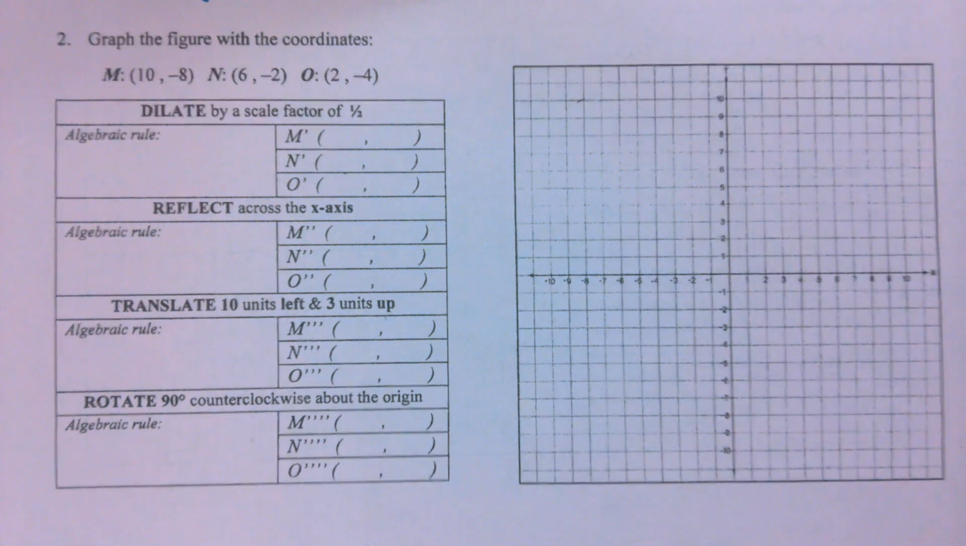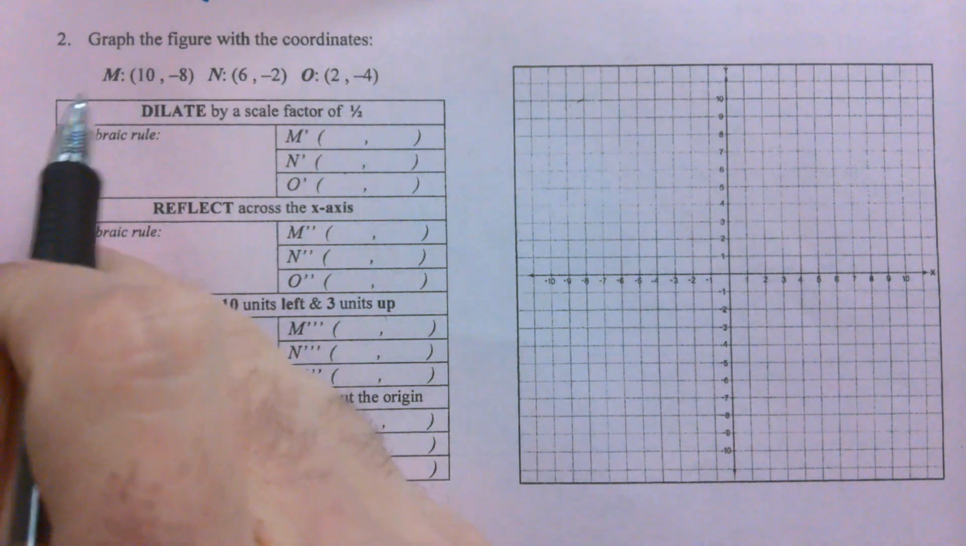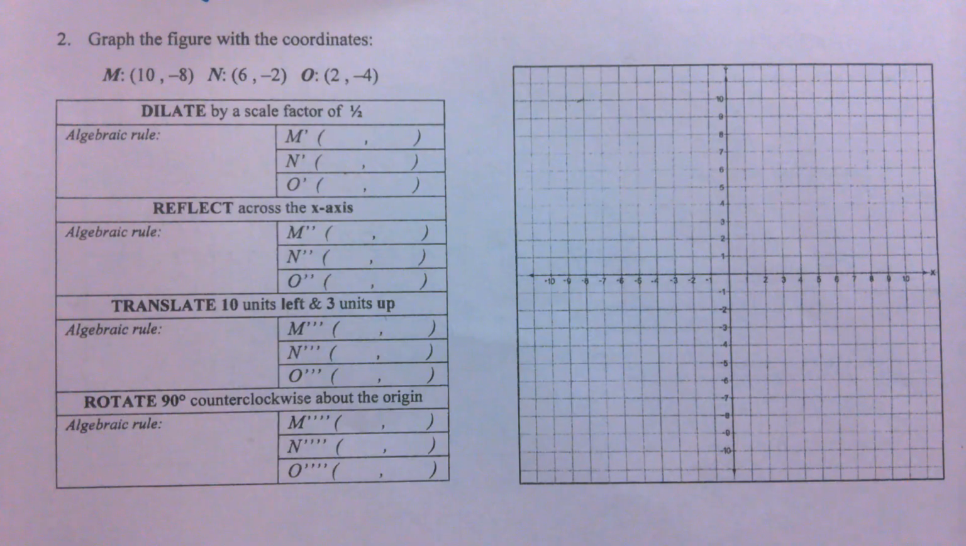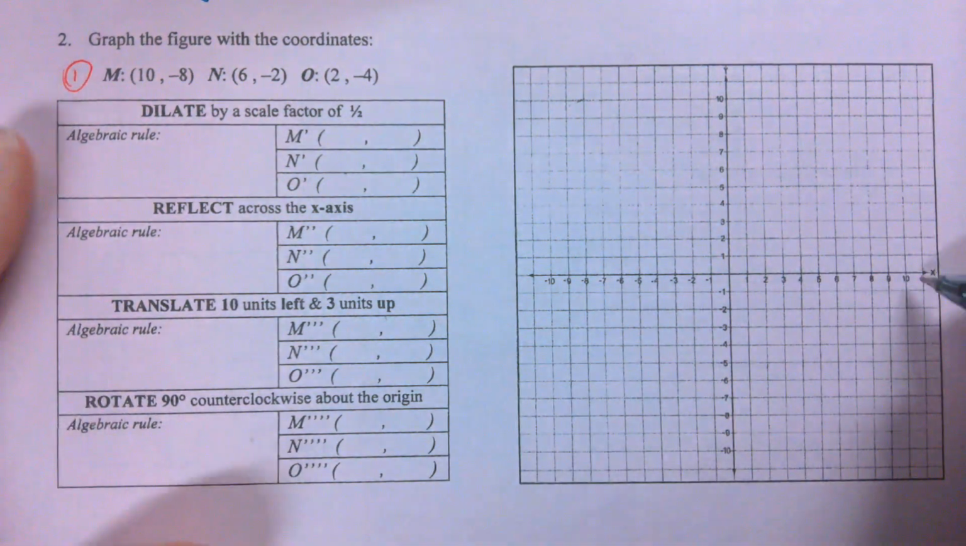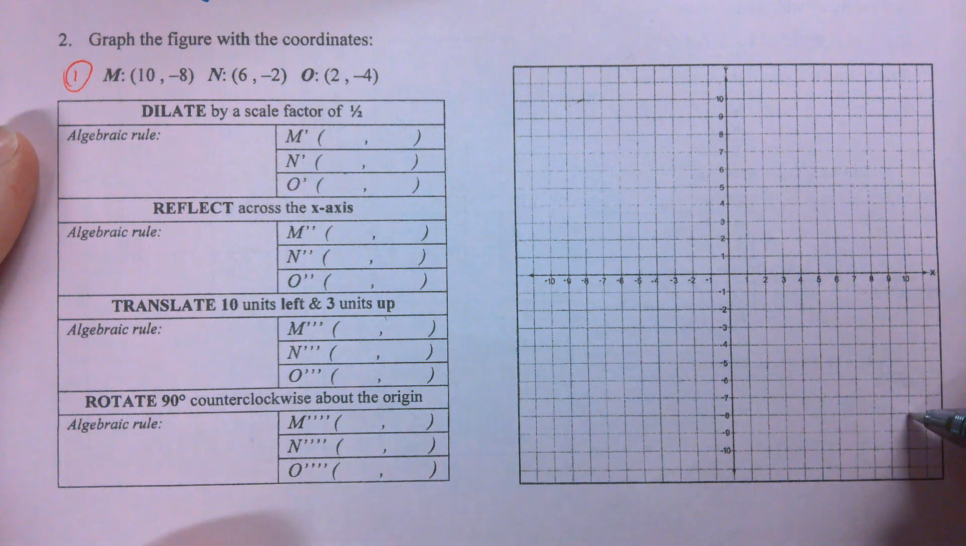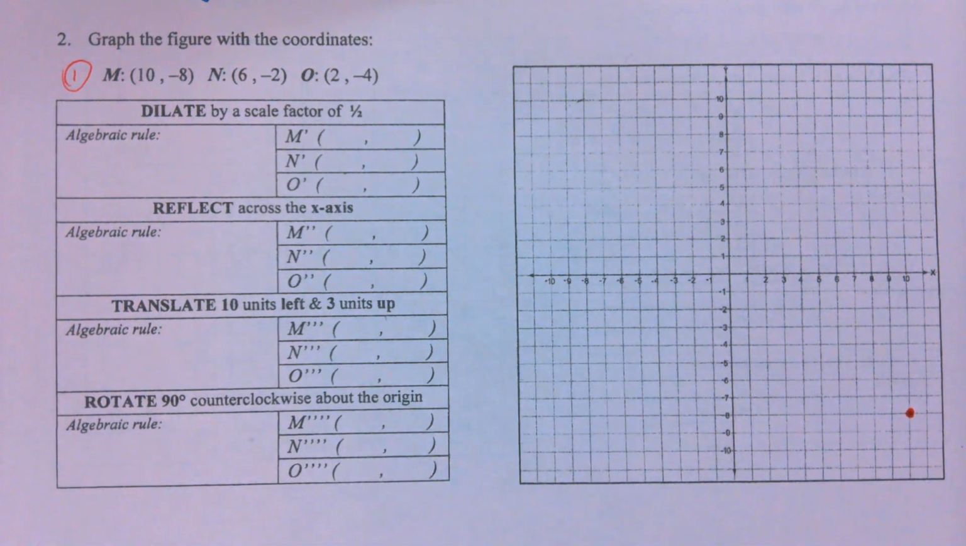So first thing we got to do is plot MNO, my pre-image triangle. I'm going to label this one as triangle number 1. 10, negative 8. I'm going to go 10 on the X, negative 8 on the Y. That's M.